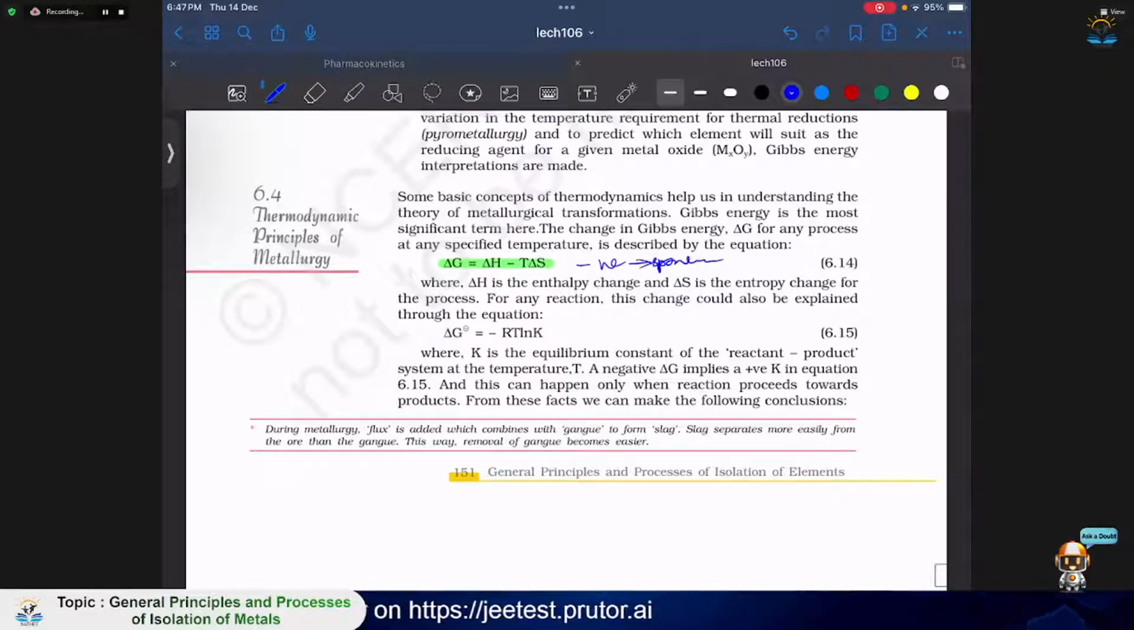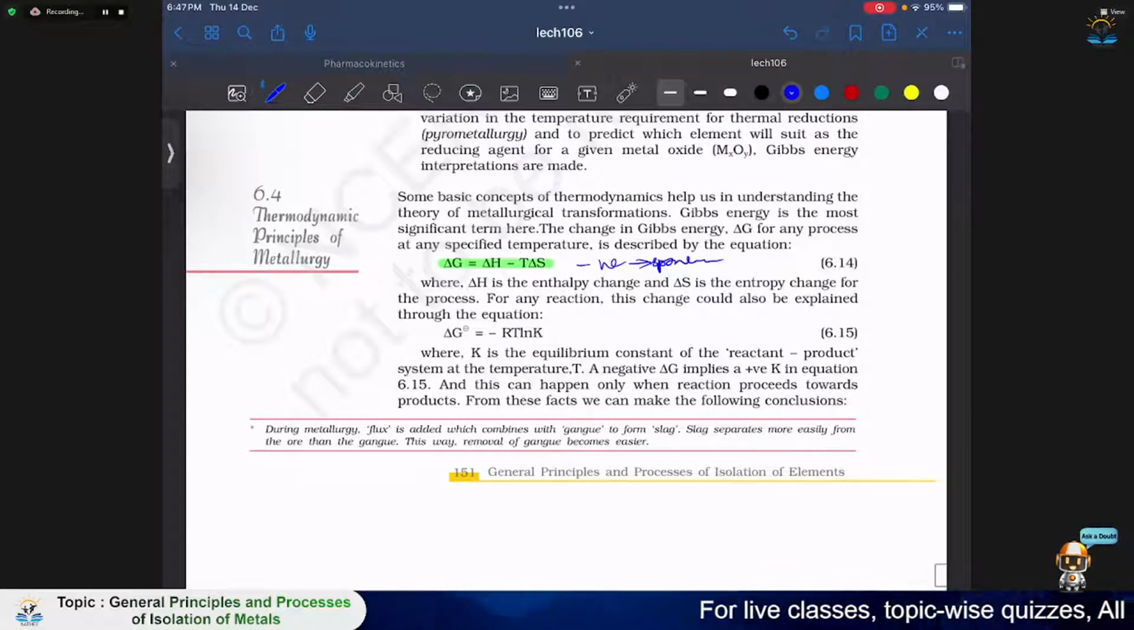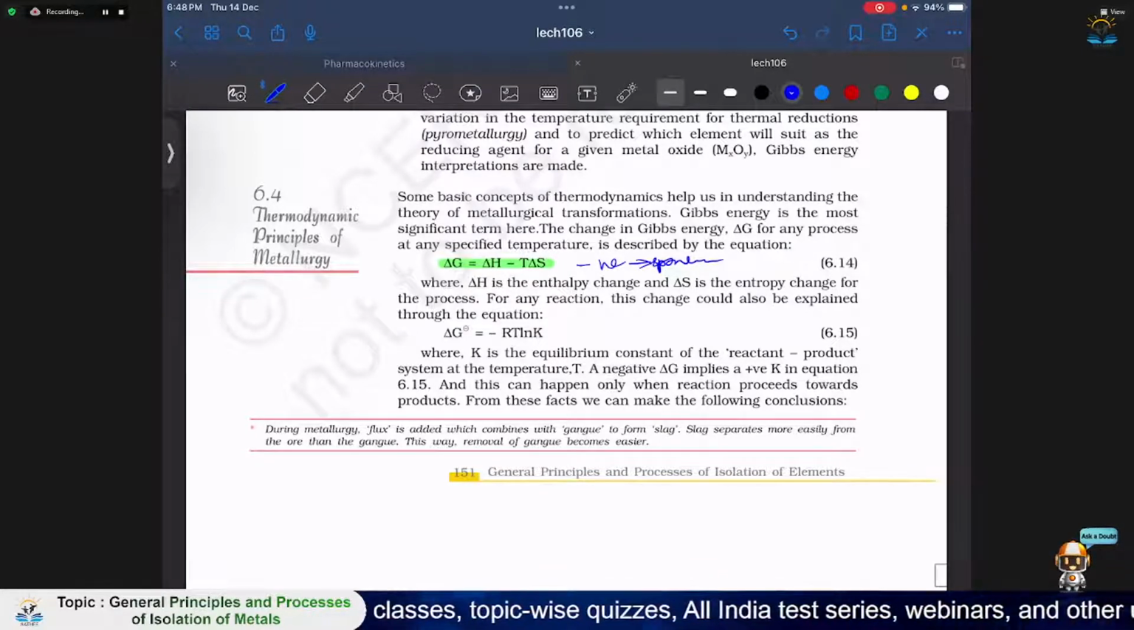So we had seen conditions that if enthalpy change is negative and entropy change is positive, then delta G will be negative in all cases. So they are spontaneous at all temperatures. But usually for metals, it is seen that entropy change and enthalpy change are not always negative and positive. Sometimes the enthalpy change might be less negative, but the delta S might be really positive, which means entropy change would be very positive.